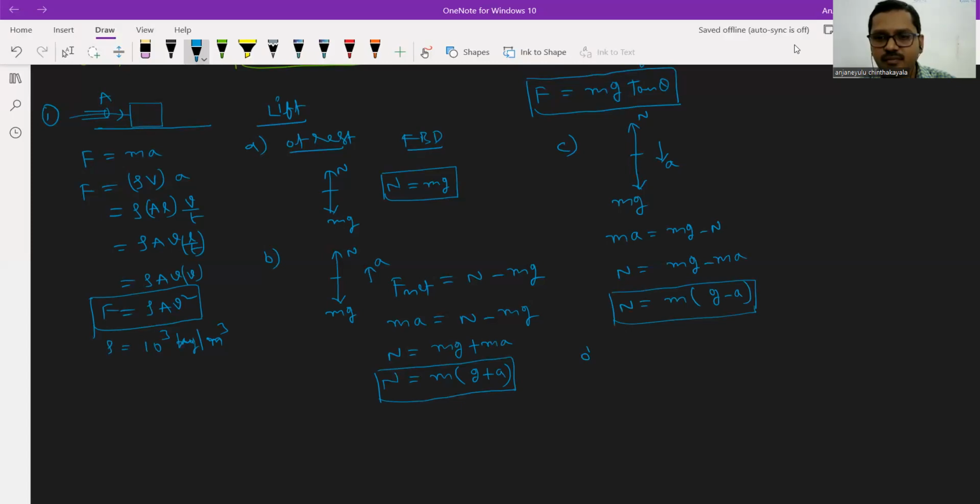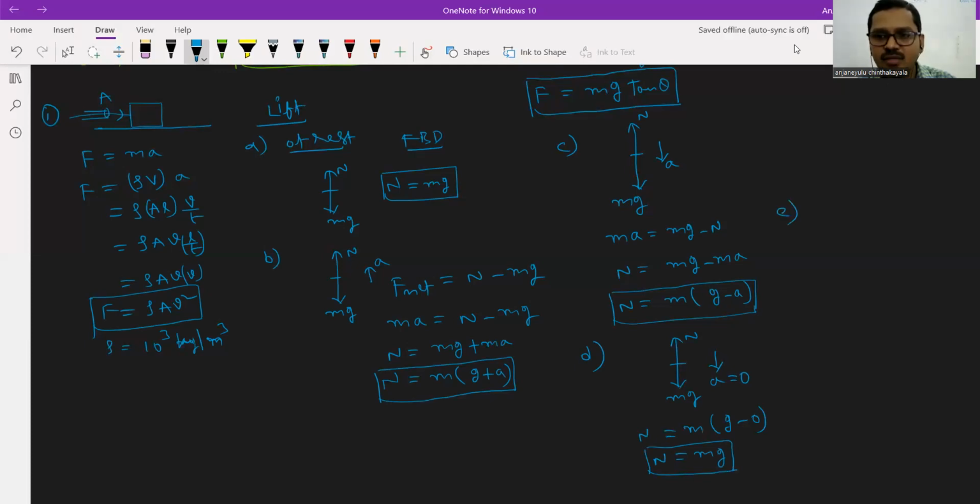Now one more case. If the elevator is at uniform velocity along the downward direction, uniform velocity means acceleration a is equal to 0. From the above equation, the apparent weight of the person N is equal to m into g minus 0. Then the apparent weight is equal to mg. So the weighing machine shows the original weight of the person when the elevator moves at uniform speed along the downward direction.